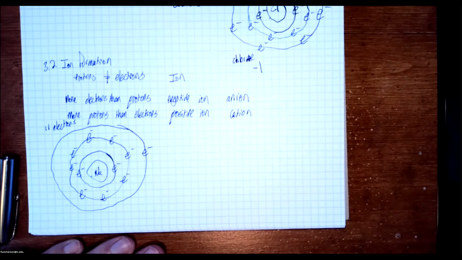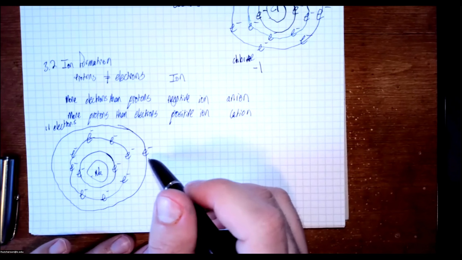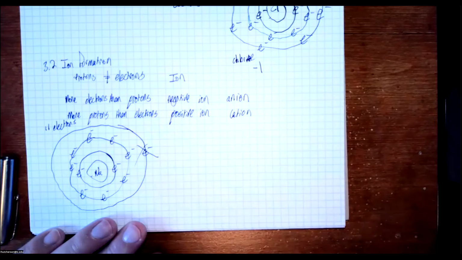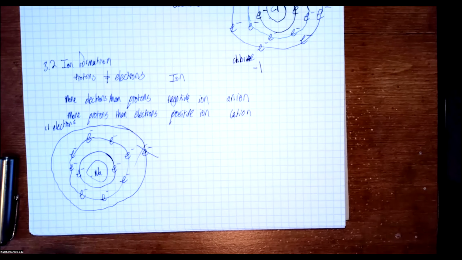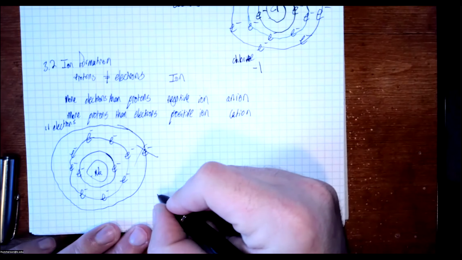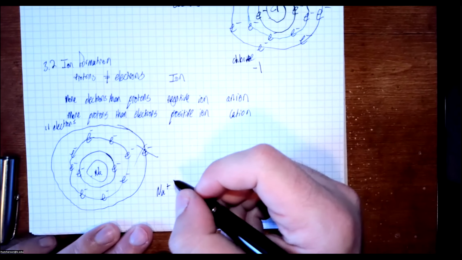Now, sodium wants a full octet also. But it turns out it's going to be a lot easier for it to give up 1 electron and just eliminate this n equals 3 shell completely. And so when it does that, of course, when it gives up 1 electron, it's going to form a +1 charge, right?